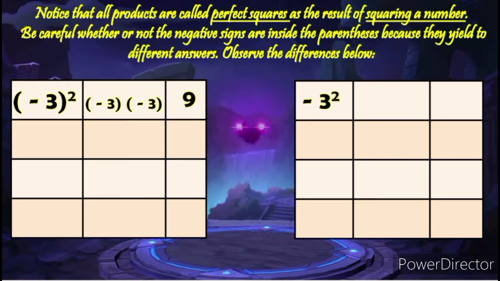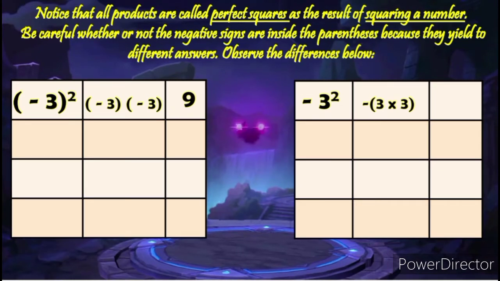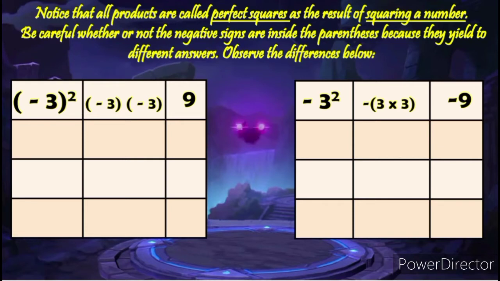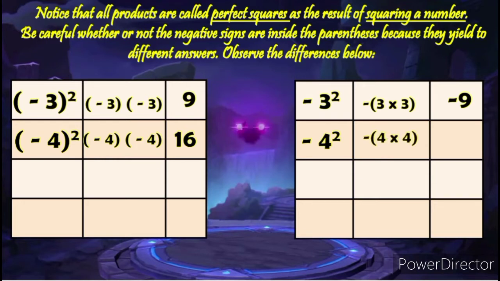In our next example, we have negative 3 squared, without parentheses. We can express this as negative multiplied by the product of 3 and 3. Our answer is negative 9. Then we have negative 4, quantity squared, expressed as negative 4 multiplied by negative 4. We have 16 or positive 16. But if we have negative 4 squared, we have negative multiplied by the product of 4 and 4. And the product is negative 16.